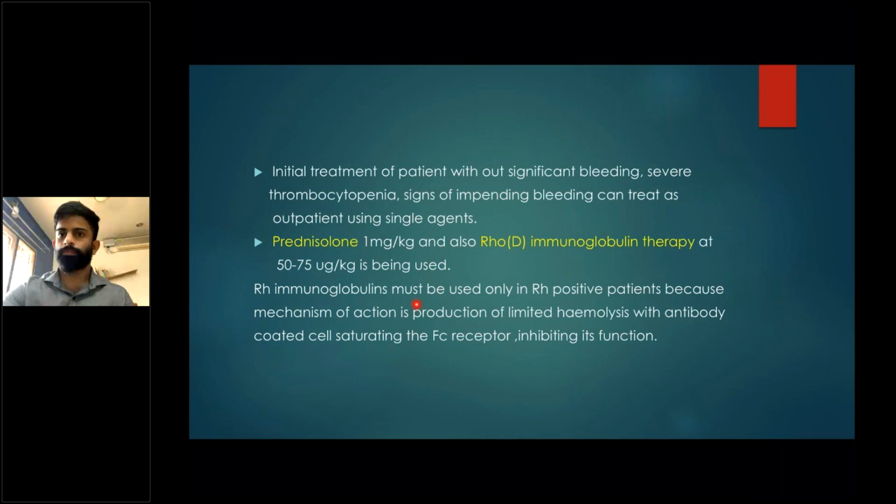Rh immunoglobulin must be used only in Rh positive patients because the mechanism of action is production of limited hemolysis, with antibody-coated cells saturating the Fc receptor and inhibiting its function. So if you give it to an Rh negative patient, they're going to have hemolysis. That is why it can only be given to Rh positive patients. But the most common treatment is prednisolone. It's being used quite frequently now.